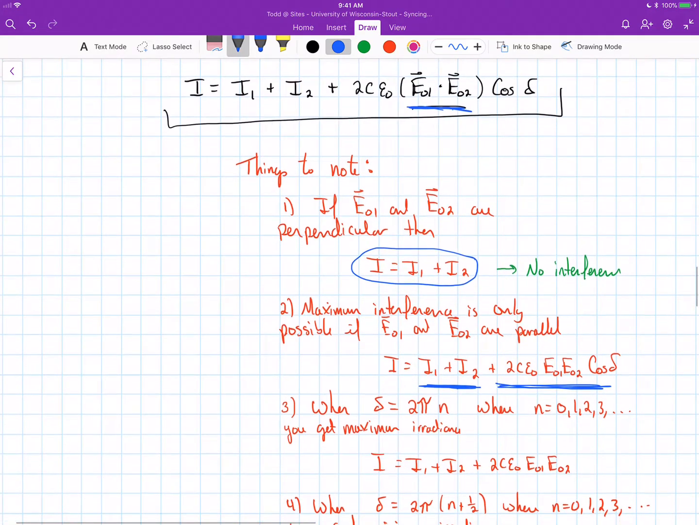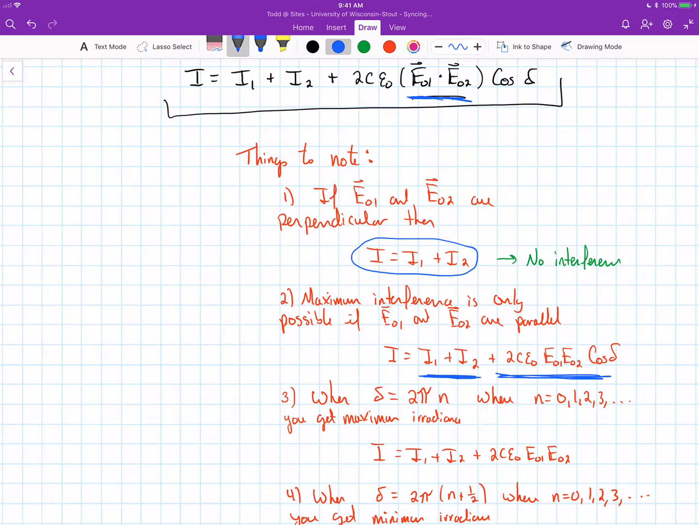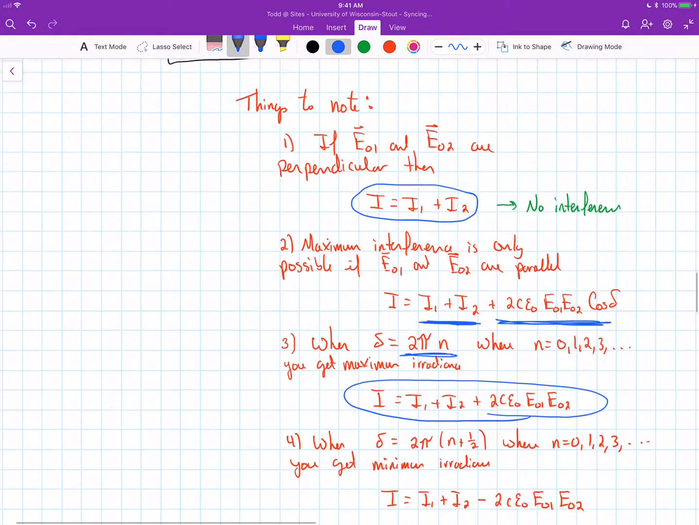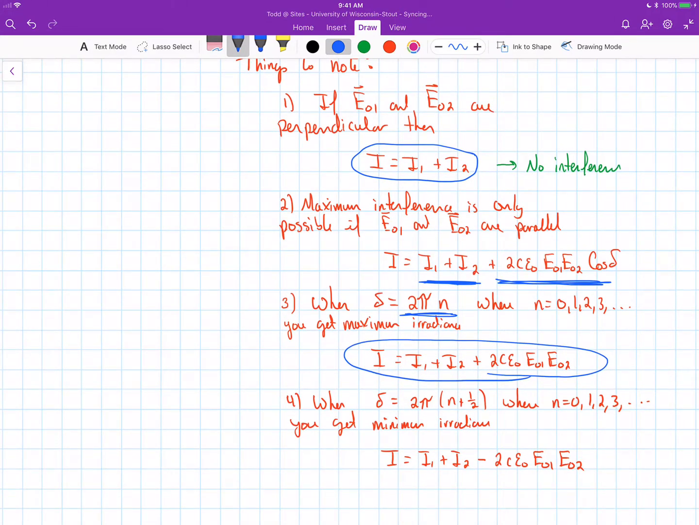Now this occurs when delta is some integral number of 2 pi. In other words, the path length difference is just some integer number of wavelengths. And that's when we get this result right here. However, I do get a minimum irradiance when my phase difference is some half integer number of 2 pi, in which case we get the two irradiances minus this interference term.